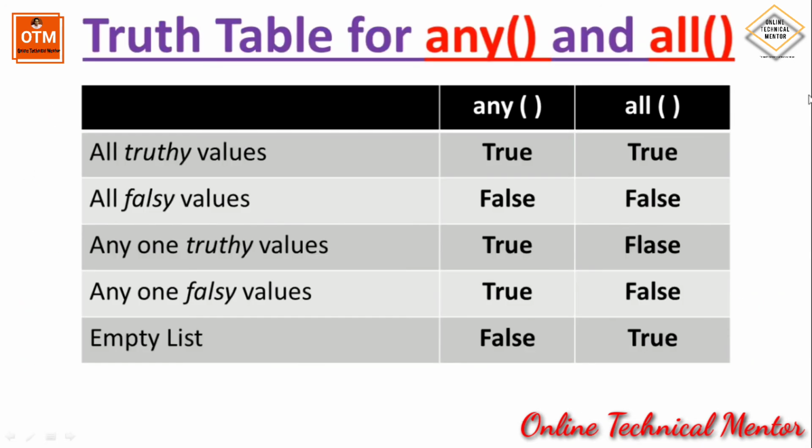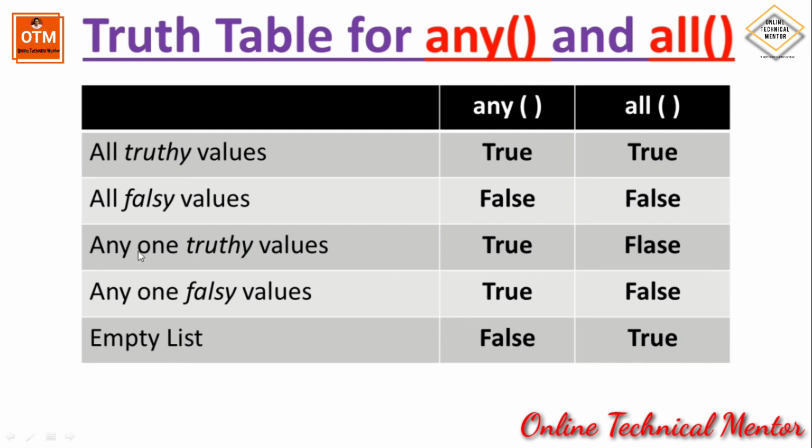Now here I have written a truth table for any and all. Look, for all true values, in case of any it will return true, and in case of all it will also return true. Now in case of all falsy values, that means the list contains all false values, there is no true value over there. That's why any will return false and all will also return false.